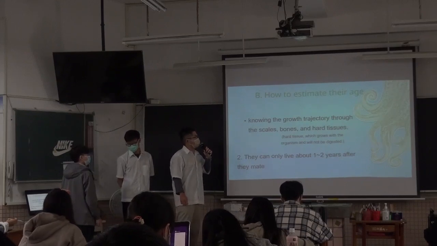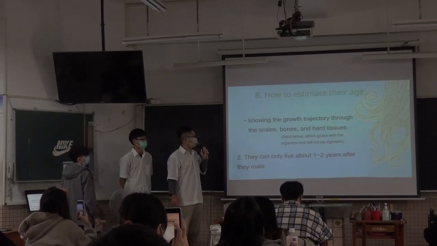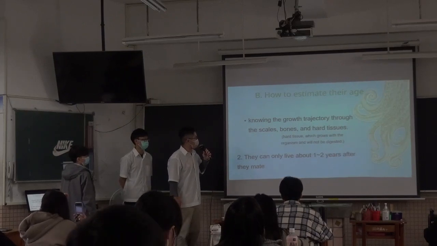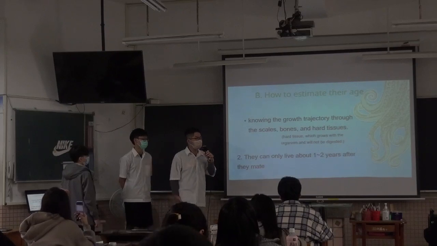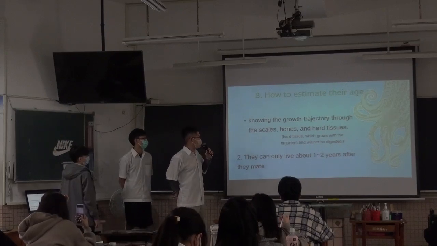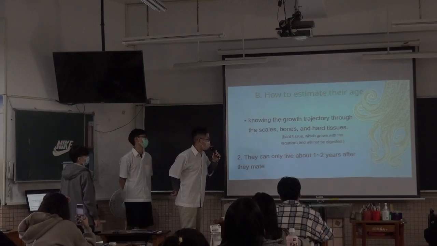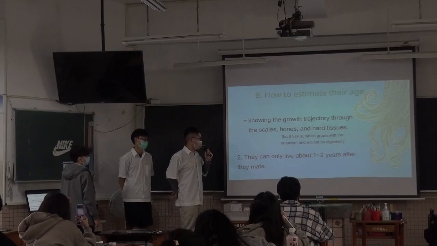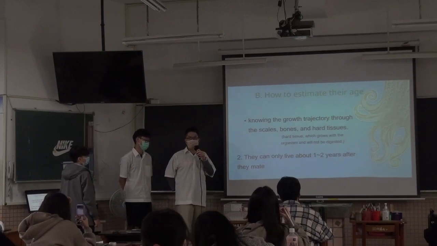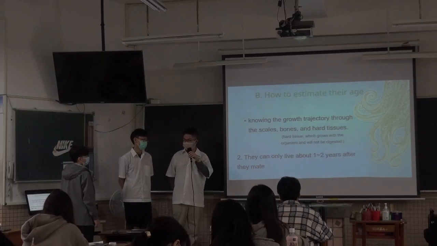How do we estimate their ages? We know the growth trajectory through the scales, bones, and hard tissue, and other structures. Hard tissue grows with the organism and will not be digested. They can only live about one to two years after they mate.